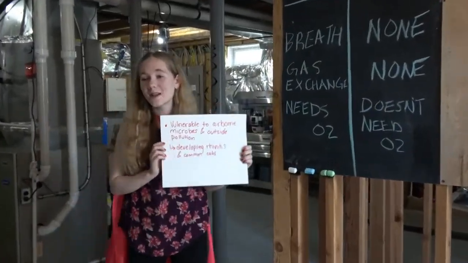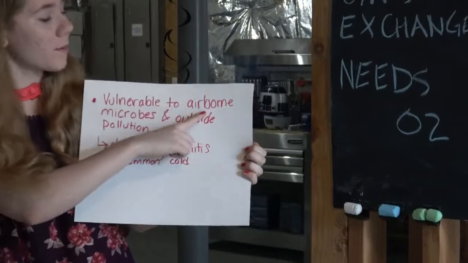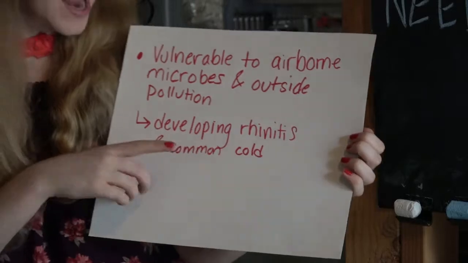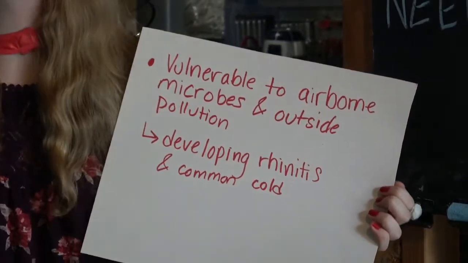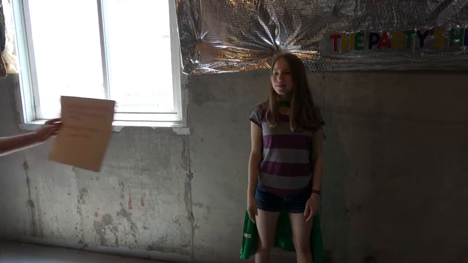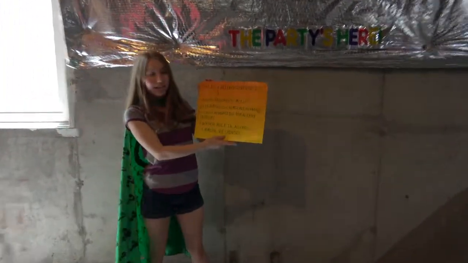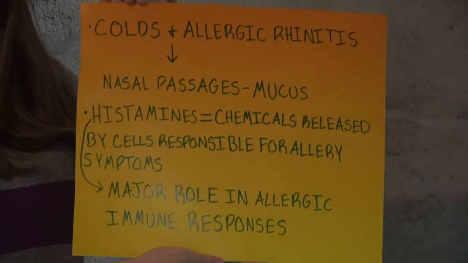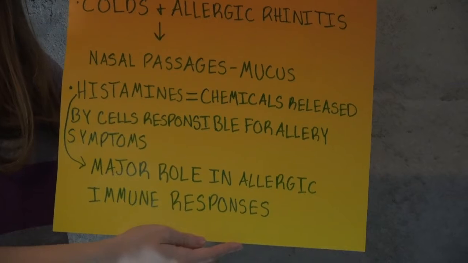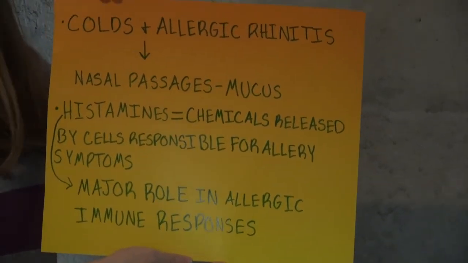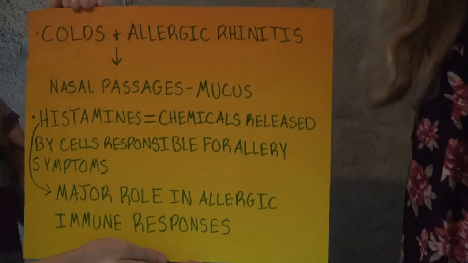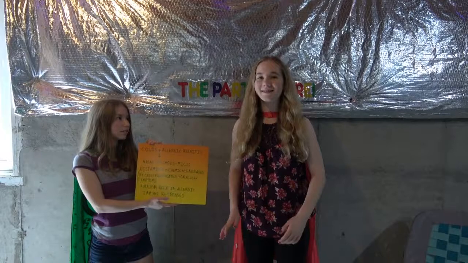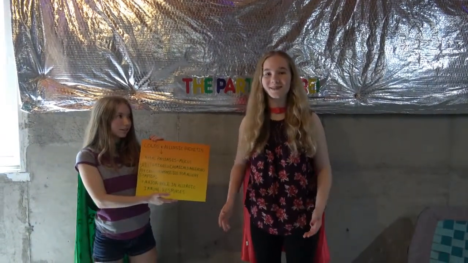It's important to note that the respiratory system is vulnerable to airborne microbes and outside pollution. This is often why people develop rhinitis and the common cold. They're exposed to irritating chemicals in the air. Colds and allergic rhinitis both cause nasal passages to become swelled and clogged with excess mucus. Histamines, or chemicals released by cells responsible for allergy symptoms, play a major role in allergic immune responses. In seasonal allergic rhinitis, symptoms result from immune responses to a substance.